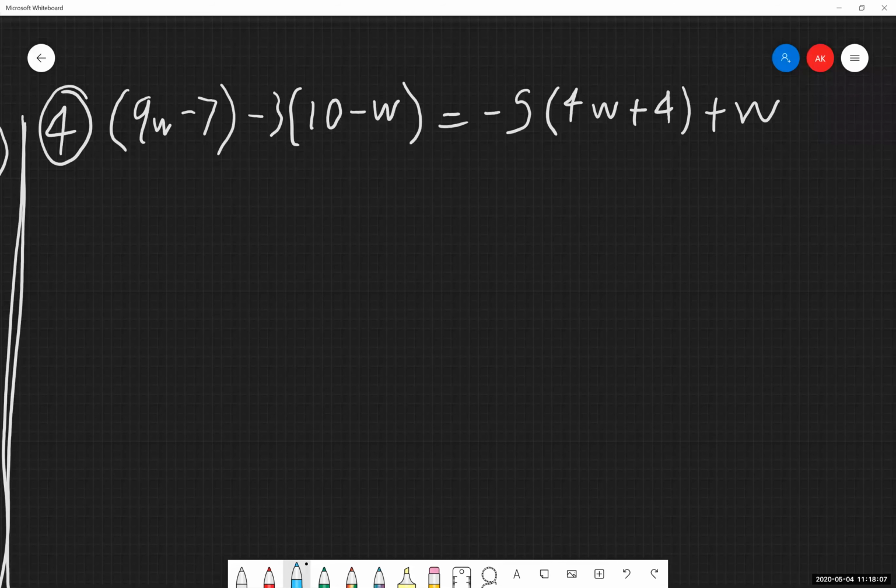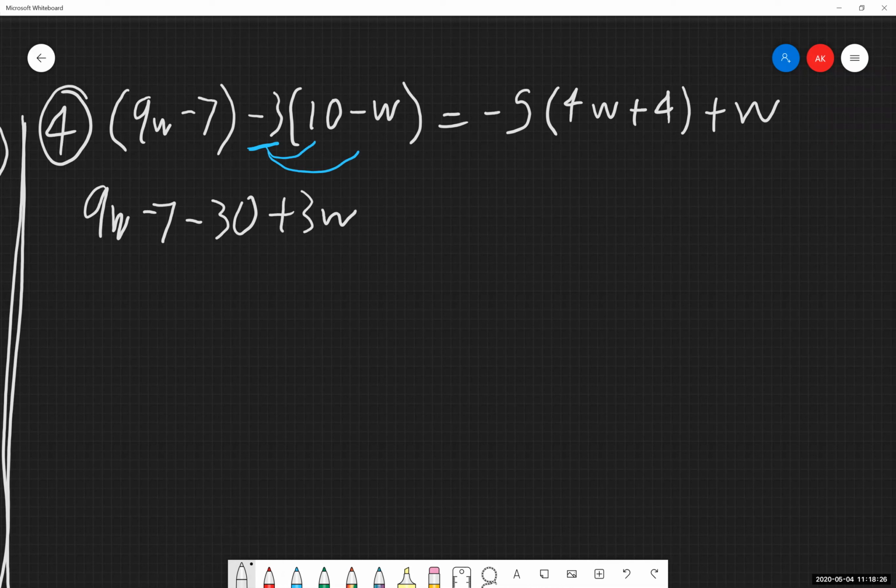I can't do anything inside the parentheses. I don't have any exponents. I do have multiplication, though. I have this -3 that can go through to each term inside that parentheses there. So I'm going to have 9w minus 7 minus 30 plus 3w.